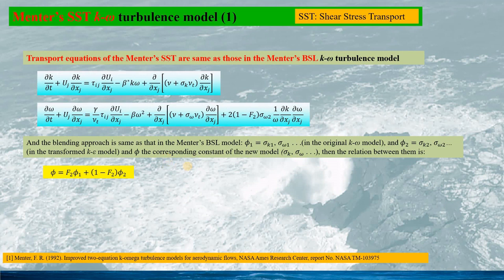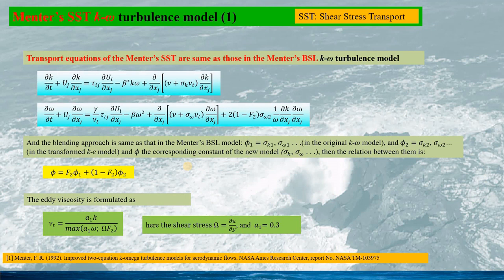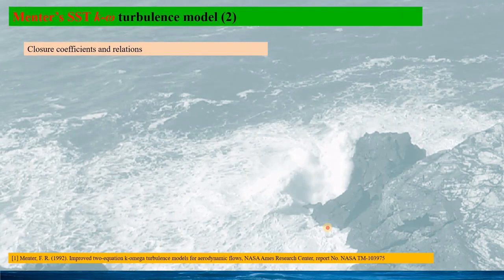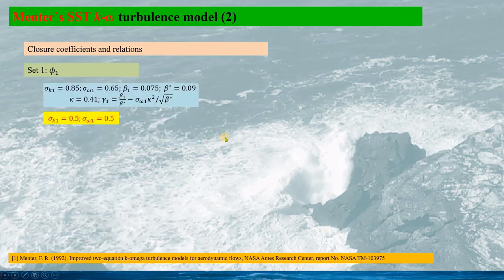models respectively. The significant difference between the baseline model and the SST model is the eddy viscosity formulation. Eddy viscosity is calculated with this formula. Here, if A1 times omega is larger than capital Omega times F2, then the eddy viscosity is the same as that in the baseline model. So the closure coefficients and the relations for Menter's SST k-omega turbulence model are given.